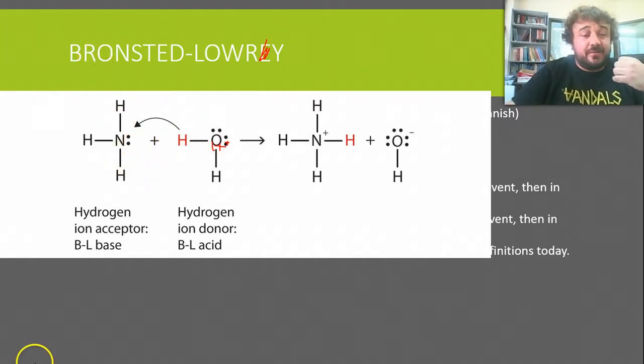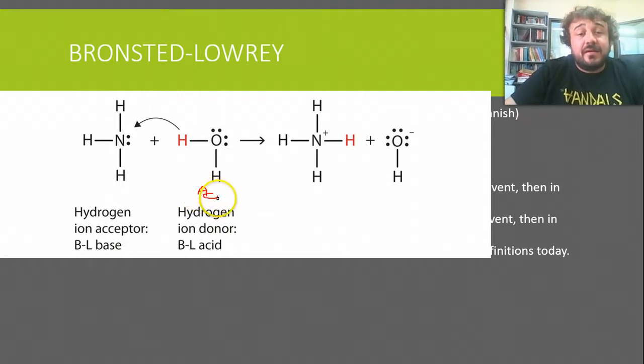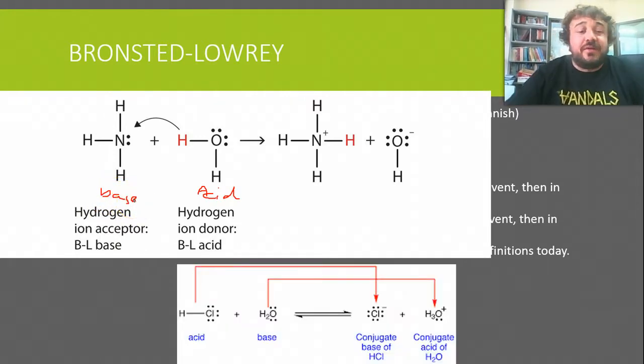So if you look here, what we have is NH3 and water. In this case, the water gives up a proton to make NH4 plus, and we've got a hydroxide ion left. So this one gives away a hydrogen. Here the water is the acid, and here the NH3 is a base. All right, and we can see that down here.